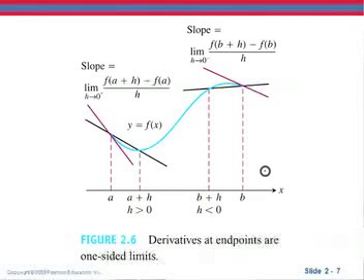Now, if we want to consider the derivative at an endpoint, we need to remember those will be one-sided limits. If we want the derivative at a leftmost endpoint, then we will have to take the derivative as h approaches that endpoint from the right. If we want to find a derivative on the right endpoint, we'll need to take the limit as h approaches 0 from the left.